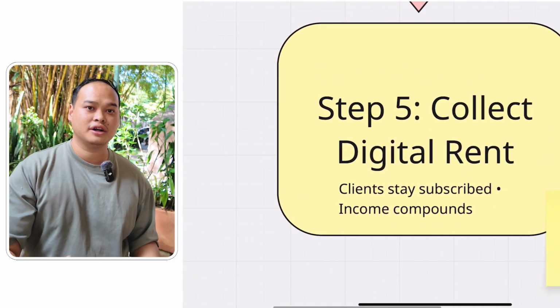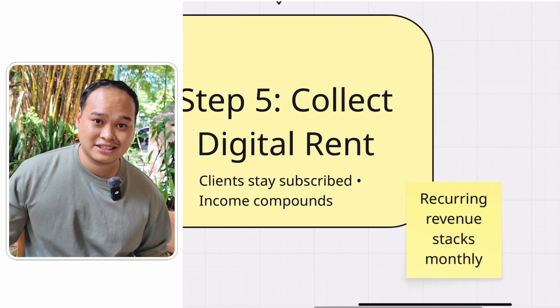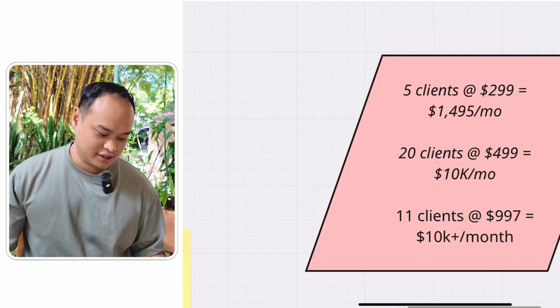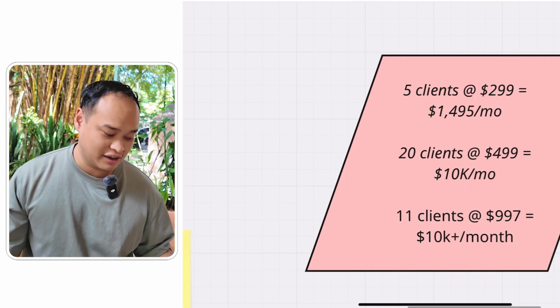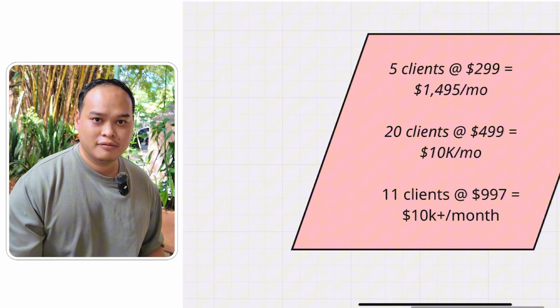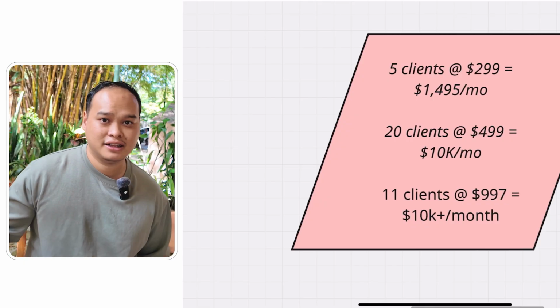This is where every new client stacks upon each other. Let's do the math. Just check this out. So you got 5 clients at $299 per month. That's an extra $1,495. 20 clients at $499, $10K plus. 11 clients at $997, that's $10K plus right there. So however way you do the math, just ask yourself, could you get an extra 11 local businesses paying you for your software at $997?